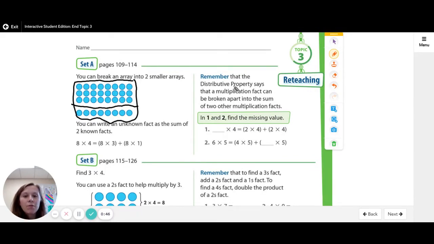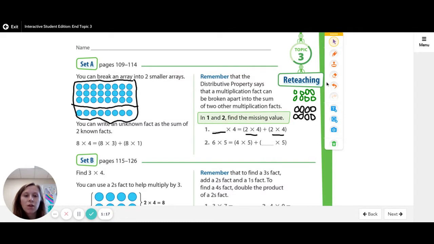So let's look to the right. Remember that the distributive property says that a multiplication fact can be broken apart into the sum of two other multiplication facts. So let's think about number 1. We're missing a number here, so that's what we're trying to solve. It's going to be times 4. So we can think about 2 times 4 plus 2 times 4. So I just drew the arrays at the right to make it a little bit easier to see. So if I have 2 times 4, I can look at my green array and think 2 rows of 4. And then I have 2 more rows of 4, so I did another array.